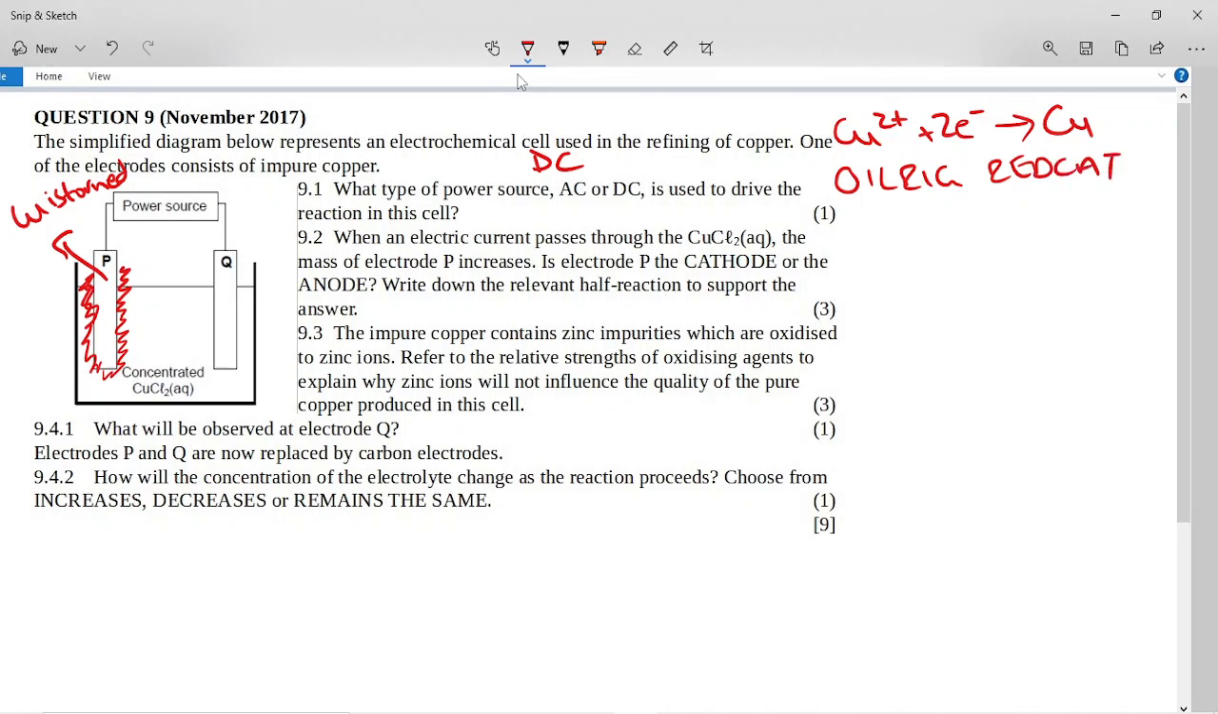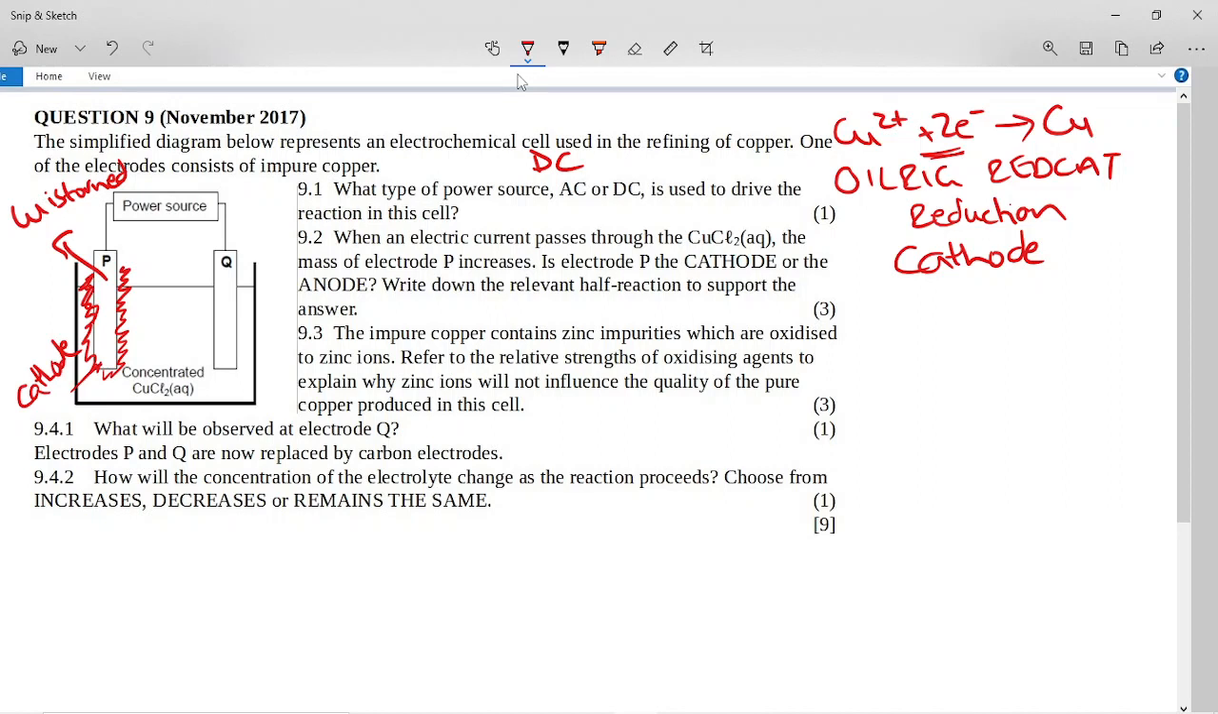Oxidation is the loss of electrons. Reduction is the gain of electrons. So here we are adding electrons. This is a reduction reaction. And if we go oil rig, red cat, reduction occurs at the cathode. So this means that this has to be the cathode, okay? Because the cathode increases in mass and the anode decreases in mass, but reduction just always occurs at the cathode.